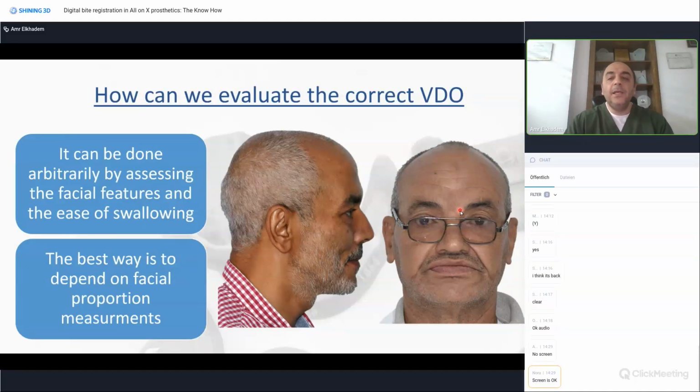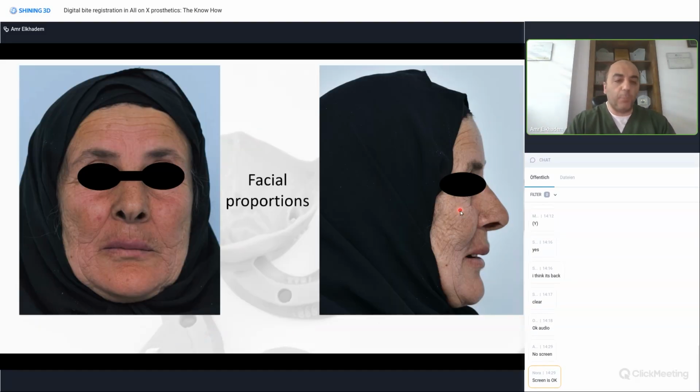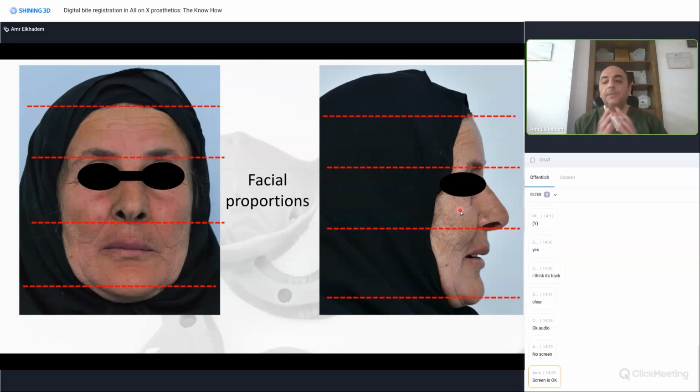The best way we can calculate the correct vertical dimension of occlusion is by using the facial proportions. And we know from sculpture that the face can be divided into 3 equal portions. The first one is from the hairline to the nasion, which is the most depressed part between the eyes. The other one is from the nasion to the base of the nose. And the third one from the base of the nose to the tip of the chin. Because the hairline is not constant, I'm a bald guy, I don't have hair, so you cannot depend on my hair. So the upper third is not fixed because the hairline is changing.